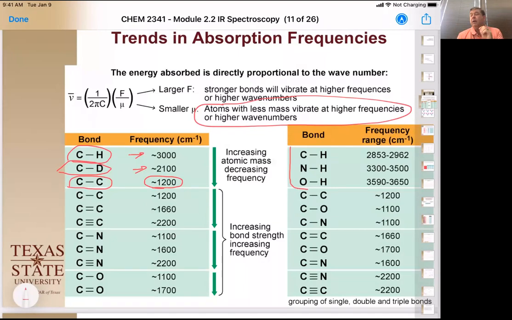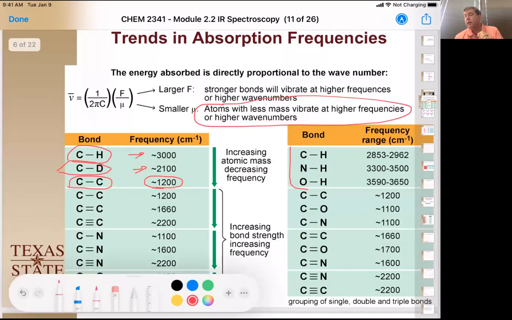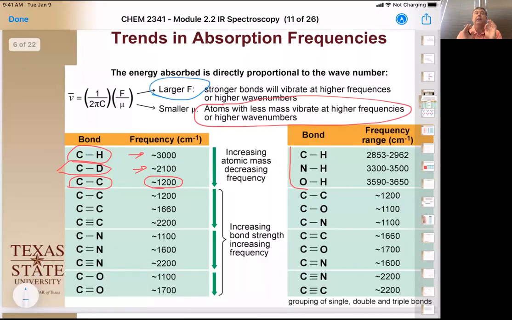All right, now let's look at the second component here, the larger F, or the stronger bond. If we look at carbon-carbon bonds, we're not changing the mass, so mass doesn't affect the system. It's only about the strength of the bond. Again, our carbon-carbon single bond is right around 1200. By turning that into a double bond, they're bound tighter together, and we have a stronger bond, therefore the frequency goes up. And by the time we get to a triple bond, the frequency goes up again.